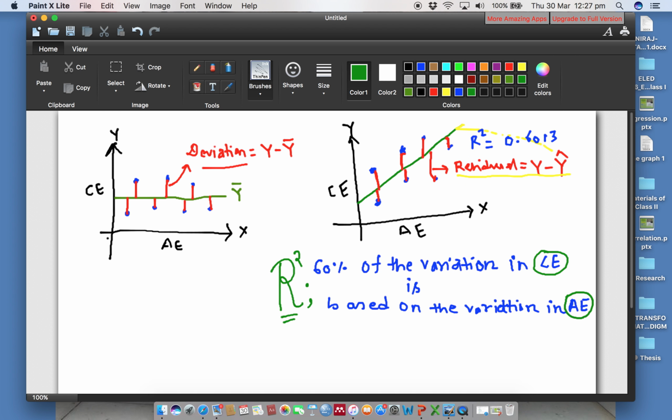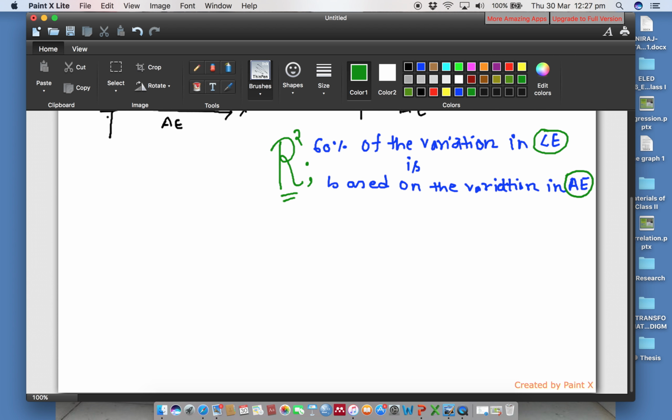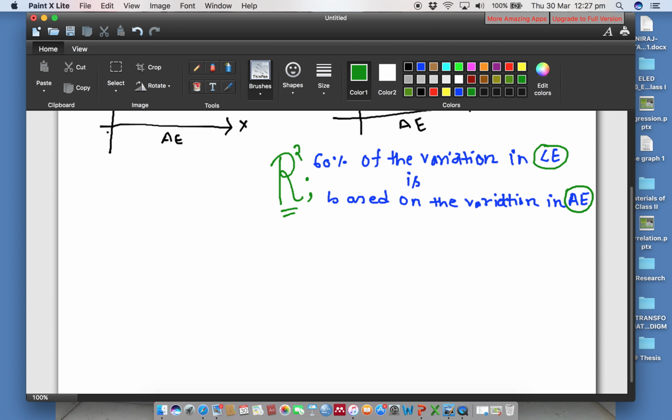Okay, now let's talk about the degree of freedom. What is degree of freedom, or how can we understand degree of freedom? Let's talk about degree of freedom. In short, we can say DF also.